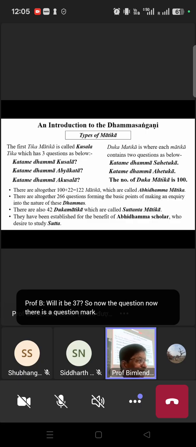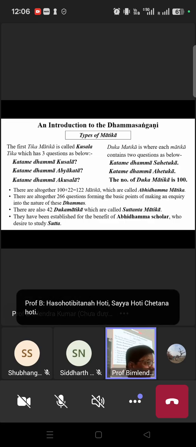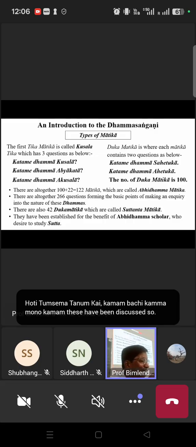Now it starts: Yasmin Samaye Kamavachare Kusalam Chittam Uppannam Hoti, Tasmin Samaye, there is contact, there is feeling, there is perception, there is volition, there is one-pointedness, and the bodily action, verbal action and mental action arising from it. These have been discussed. So now in the Chittupadkanda, there is a question on the basis of the planes of existence, that is the Kamavachar.